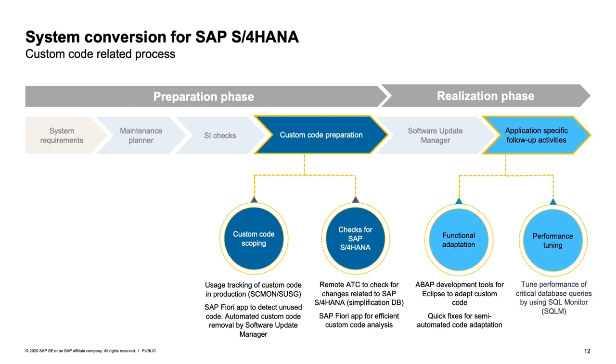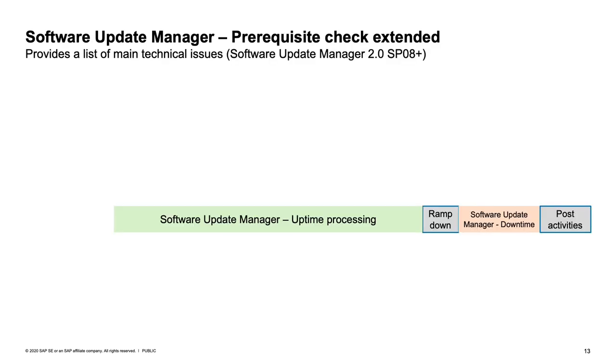And as always, it's recommended to consider performance tuning listed here. You will learn much more in the session DT104, as this can only be a very short overview on those aspects to consider for custom code. Finally, a tool that is rather new, or a check from the Software Update Manager, is what we call the prerequisite check extended. It's available now since SP8 of the Software Update Manager.